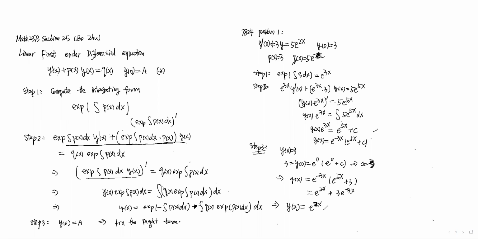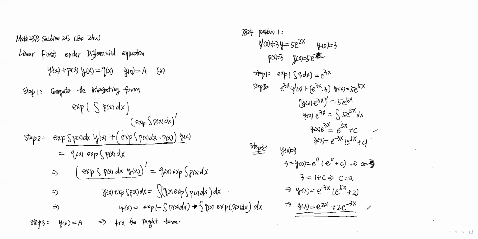oh, sorry, I think I made a mistake here. So let's erase it. This is 3 equals 1 plus c, so we got c is 2. Then y(x) is e^(-3x)(e^(5x) + 2), and so y(x) is e^(2x) plus 2e^(-3x). This is the final answer for this equation.